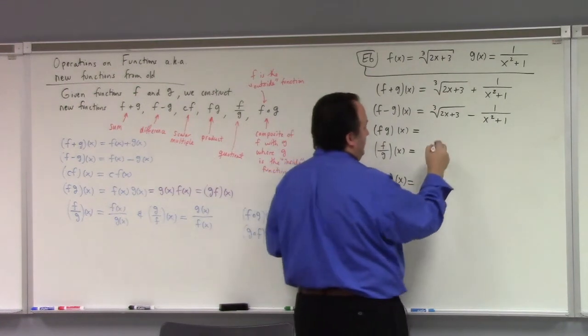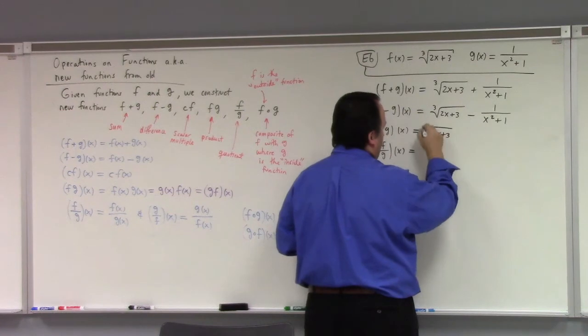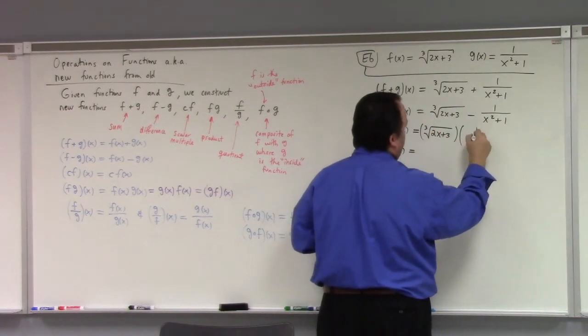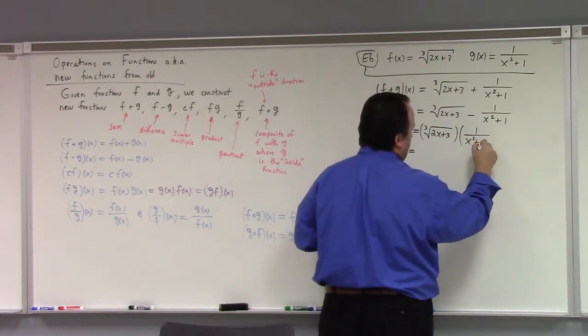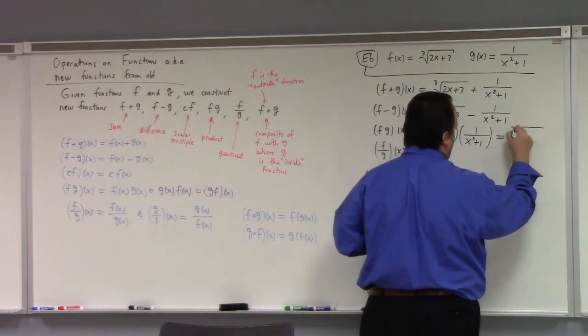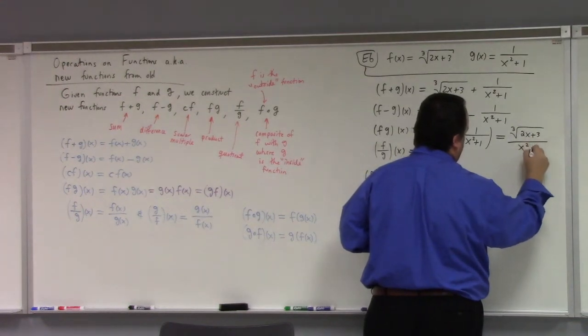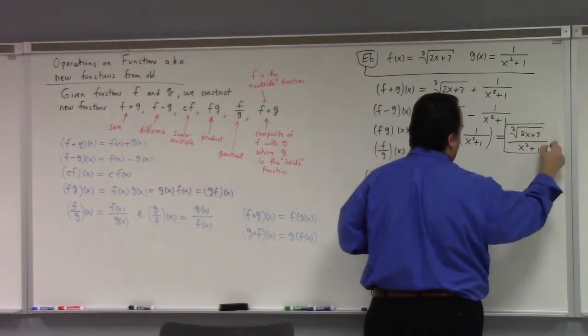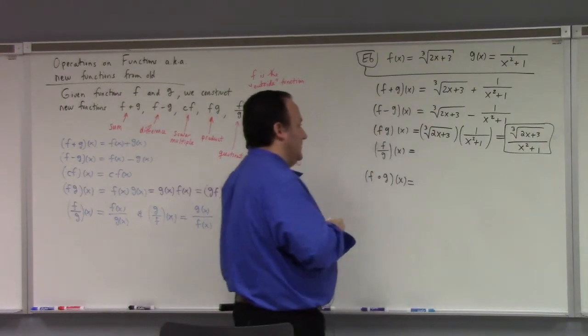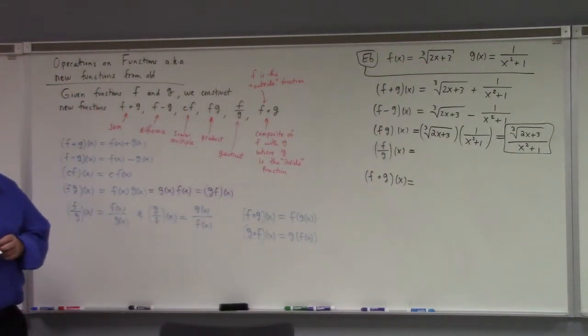Now, f times g, that's just the cube root of 2x plus 3 times 1 over x squared plus 1, right? And so we could rewrite that as the cube root of 2x plus 3 all divided by x squared plus 1. That's a good way to write the answer here. There's nothing deeply significant about what I just did there, though. I'm just using a different notation for the same algebraic expression. It's not really that profound or anything.